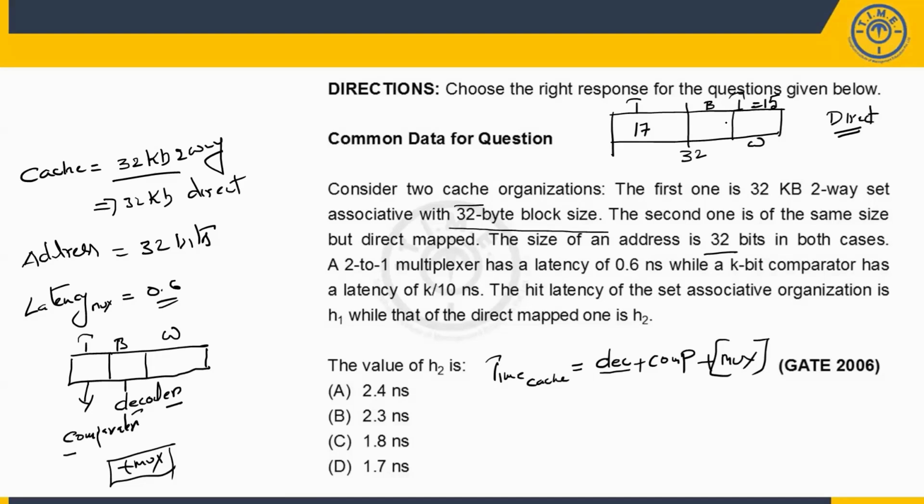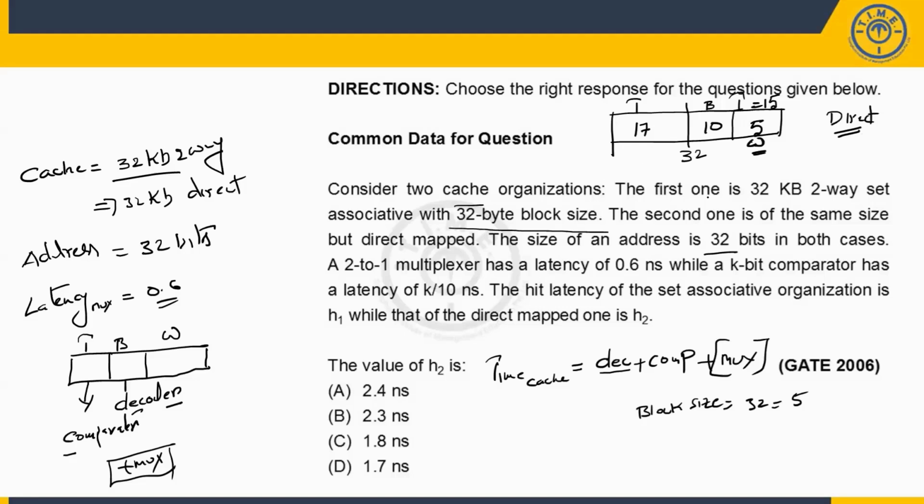Initially, we need to calculate the size of a block. What is the size of the block? Block size here is 32 bytes, meaning 5 bits. So the word field is 5 and the block field is 10. This is for the direct mapped cache.